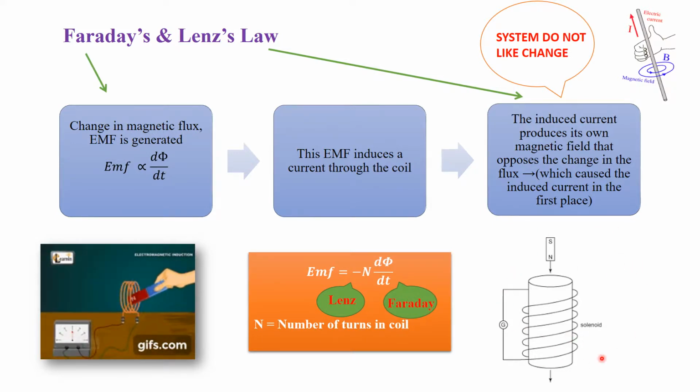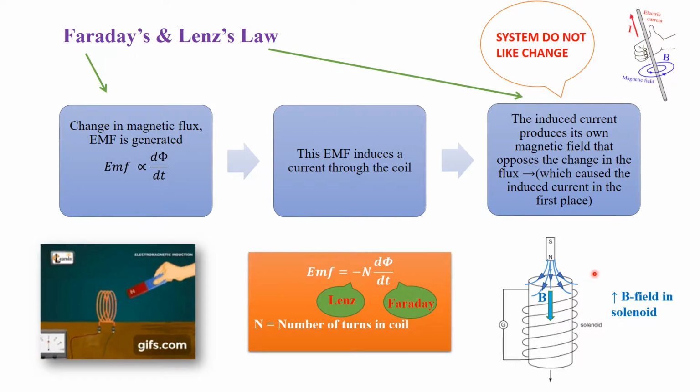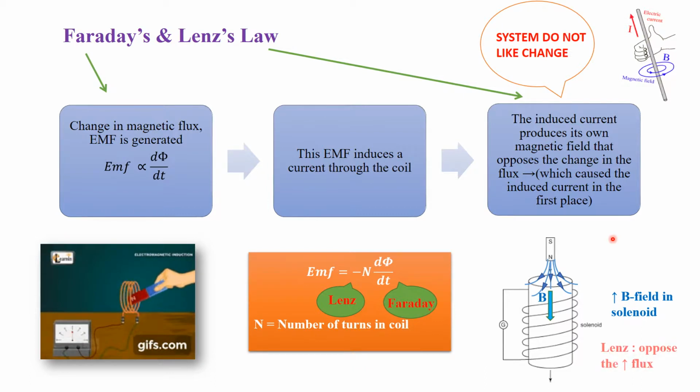Now, as you can see here, there is a bar magnet moving towards the solenoid, and we know that there is a presence of a magnetic field, which is downwards. Now, if you move the bar magnet closer to the solenoid, this will cause an increase in the magnetic flux linkage in the coil. Thus, the B field in the solenoid increases.